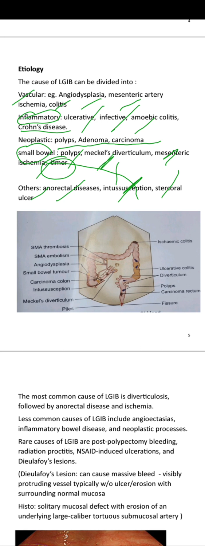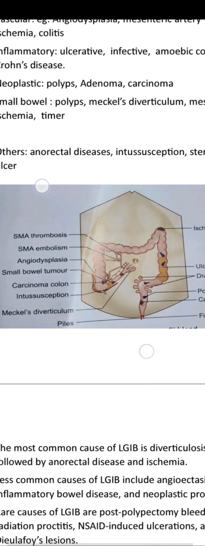And stercoral ulcer is a type of pressure ulcer or necrosis ulcer. It's when the feces or the stool causes pressure on the wall of the colon and causes an ulcer, eventually invading the vessel and causing bleeding. And here is a photo I found, which is a little bit interesting. We can have a close look here.